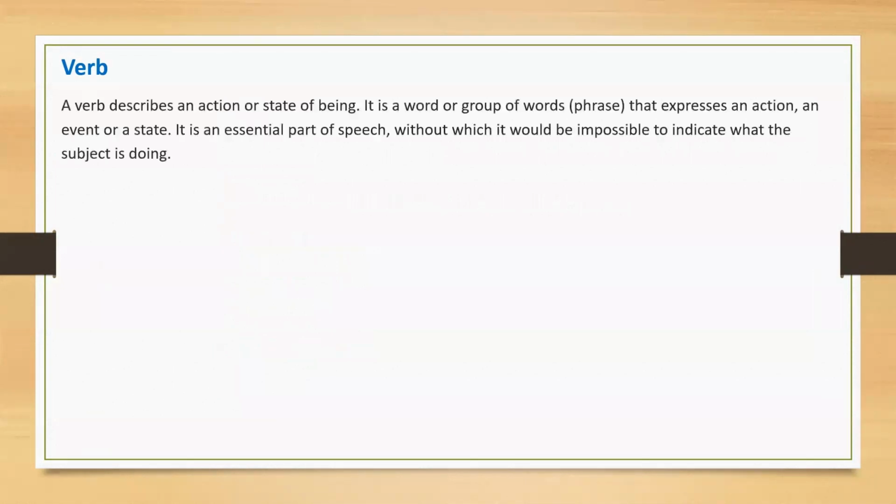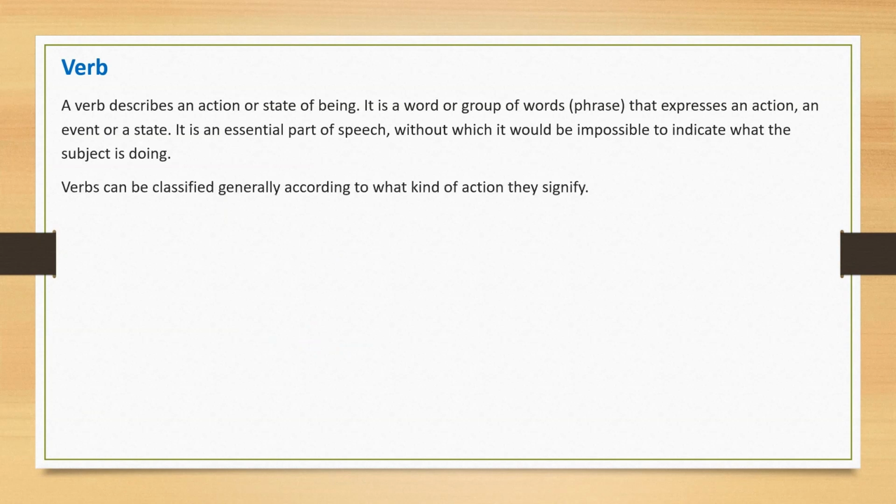In this slide, we will learn about the verb and different types of verbs according to the kind of action they signify. A verb describes an action or state of being. It is a word or group of words that expresses an action, an event, or a state. It is an essential part of speech without which it would be impossible to indicate what the subject is doing.